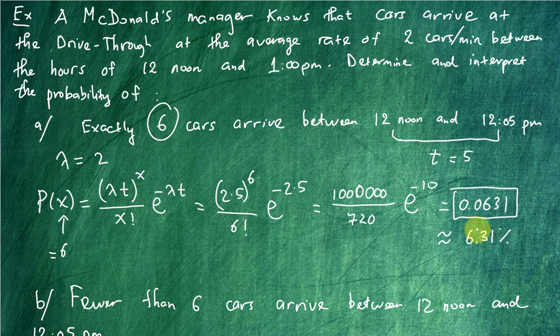So that means for every 100 days, there are about 6 days, exactly 6 cars will arrive between the time of 12 and 12:05 p.m. So 6% means 6 days out of 100. So on average, about 6 days for every 100 days, we have exactly 6 cars that will arrive between the time of 12 noon and 12:05 p.m. at the drive-through gate for the McDonald's.